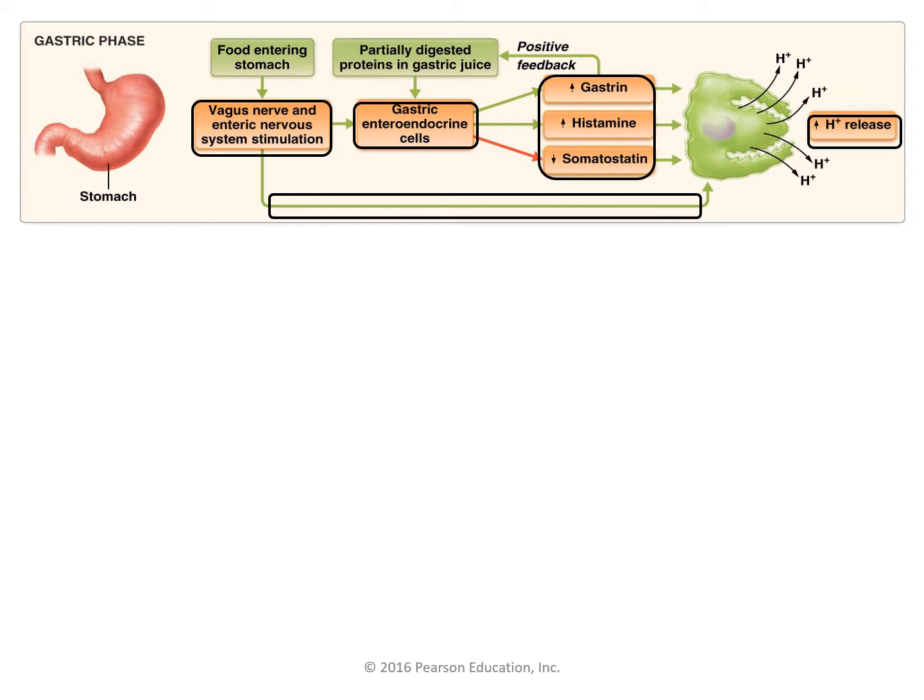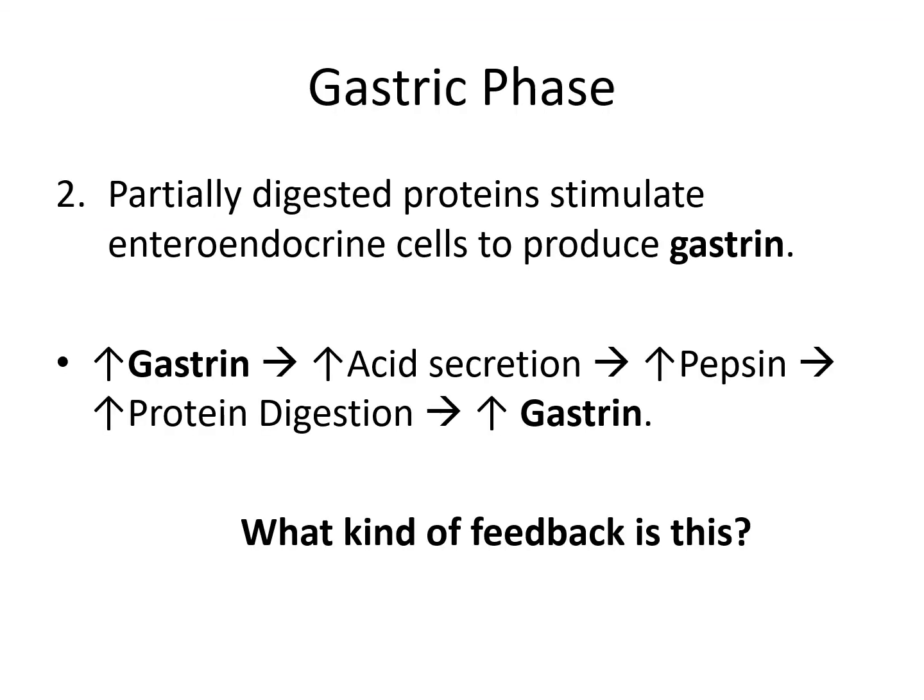Okay, so here the vagus nerve and enteric nervous system stimulation will proceed through the same processes that occurred in the cephalic phase. And so these 4 can also occur in the gastric phase. A second way is that partially digested proteins stimulate enteroendocrine cells to produce gastrin. Okay, so there's an increase in gastrin, and there's an increase in acid secretion. This will increase pepsin, which will increase protein digestion, which will then again increase gastrin again.